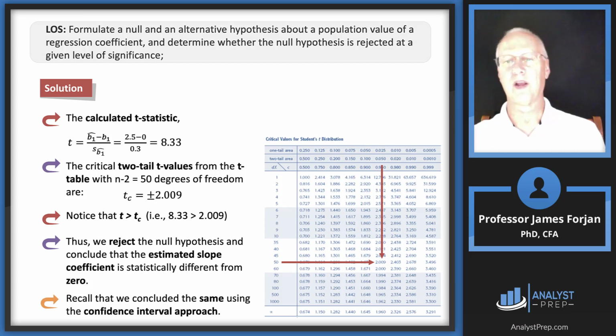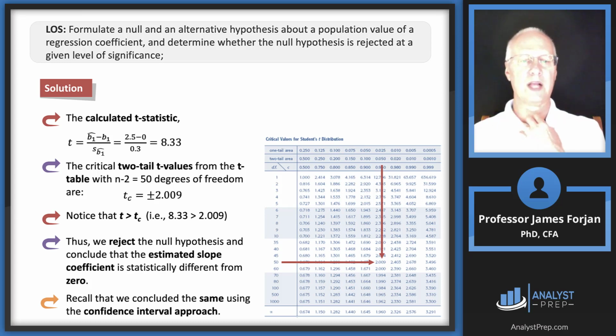And so then run your finger over to the 0.05, right? So the two-tailed test, 5%, so you get 2.09. So 8.33 is greater than 2.09. So we reject the null hypothesis and conclude that the slope coefficient is statistically different from 0.